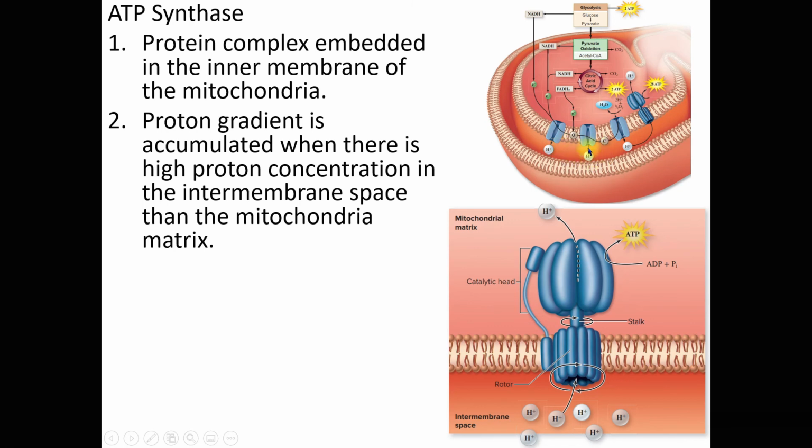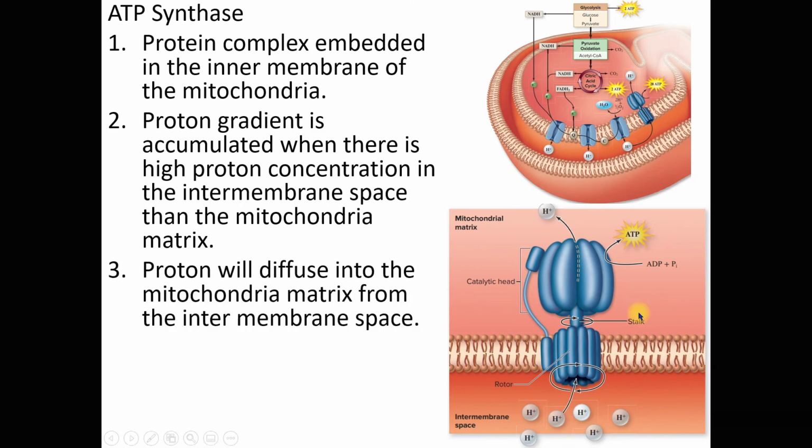You can see how this proton is being pushed out. It is because of the action of the FADH2 and NADH. So protons will accumulate here in the intermembrane space. You can see here. So now there is high proton concentration in the intermembrane space compared with the mitochondrial matrix. So what happens? This proton will diffuse into the mitochondrial matrix from the intermembrane space.